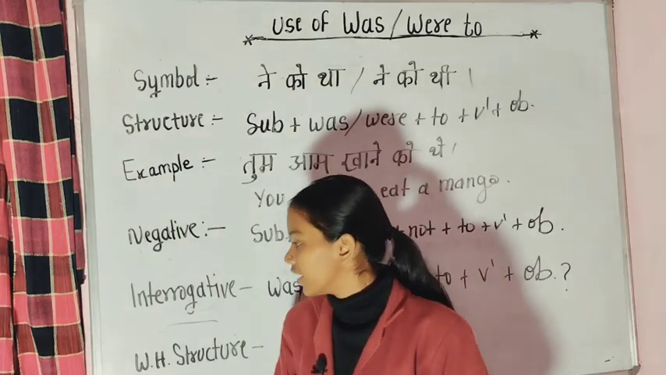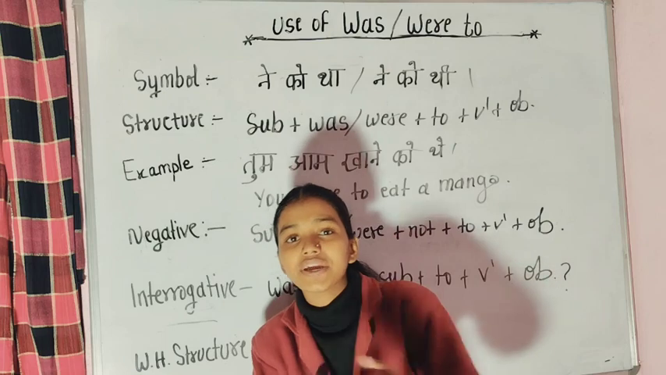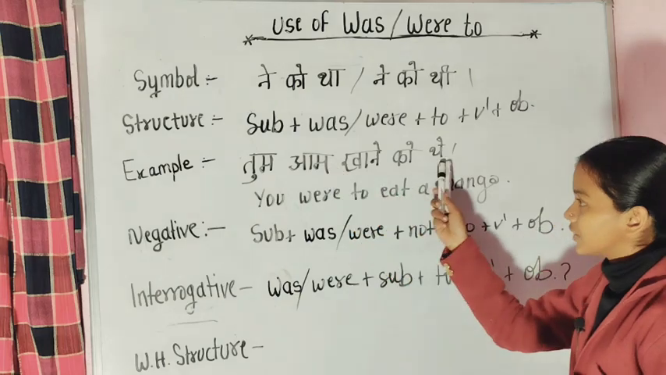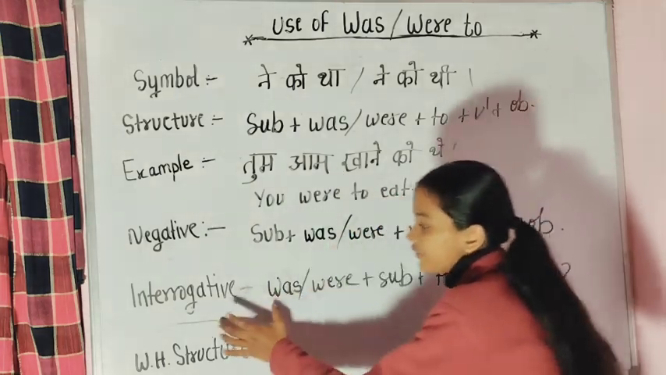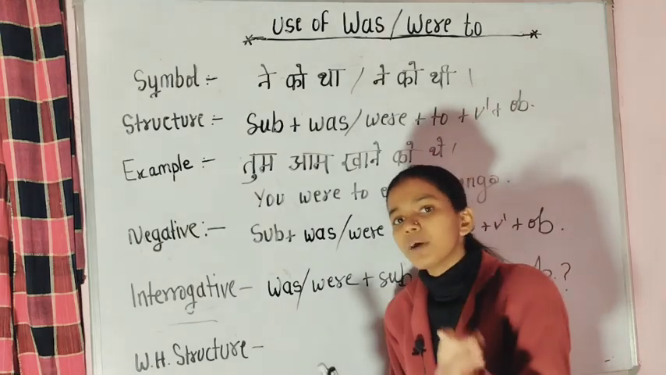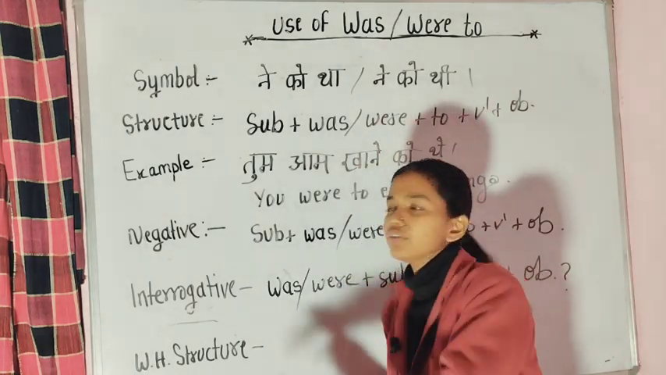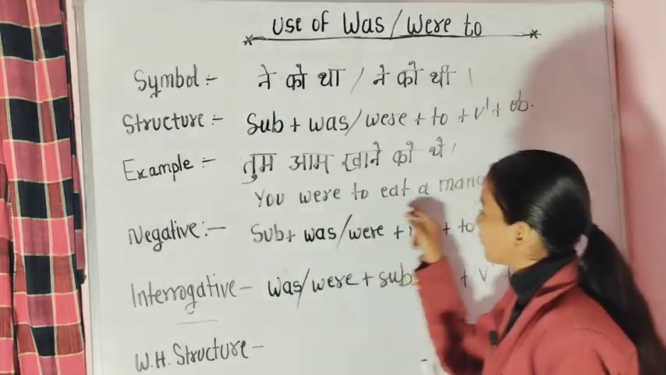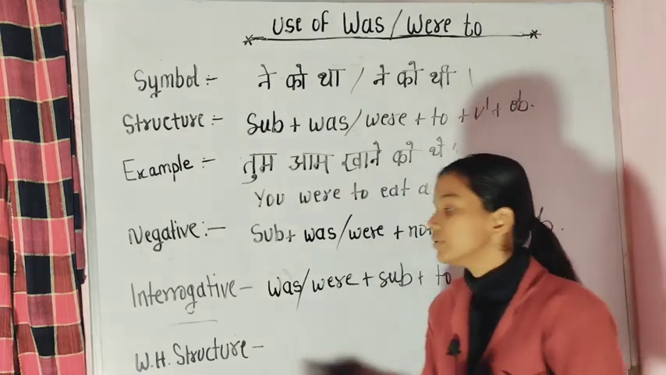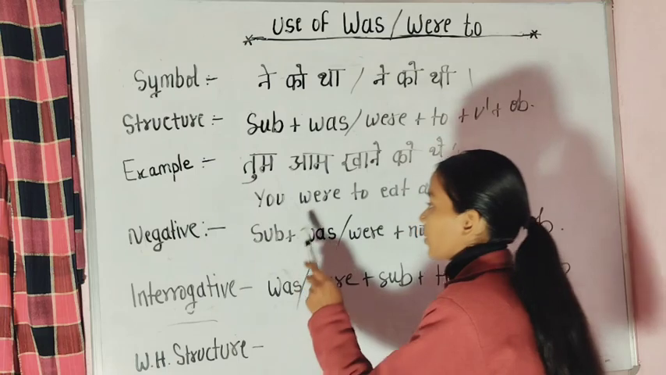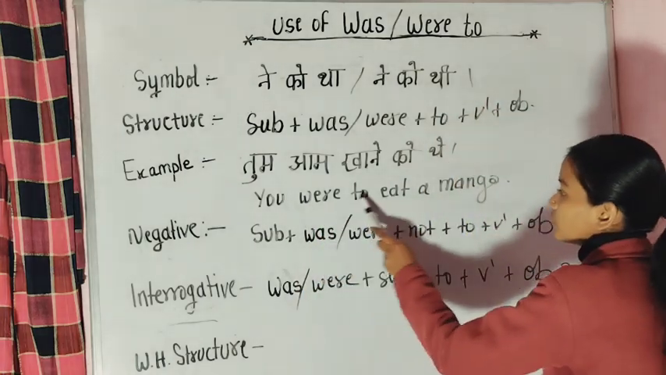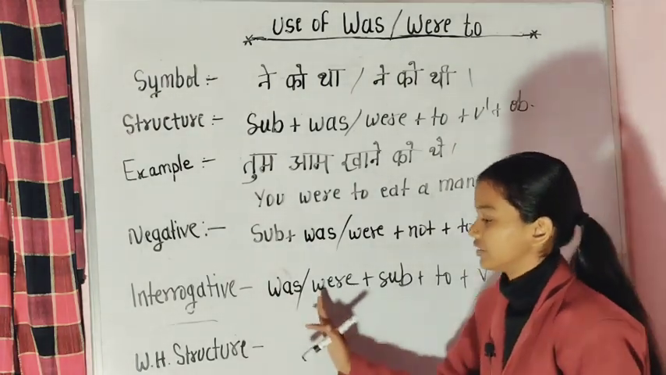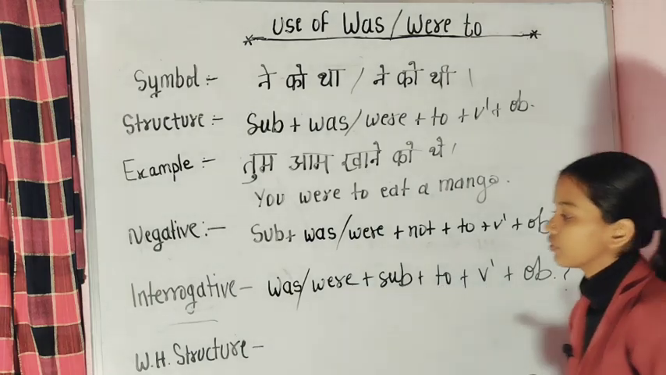We are going to make an interrogative example from that structure. Take the simple example: तुम आम खाने को थे. We convert it into: क्या तुम आम खाने को थे? In English: Were you to eat a mango? That is the example of interrogative. In this interrogative, we use a question mark and we use the helping verb first, then after that we use the subject.